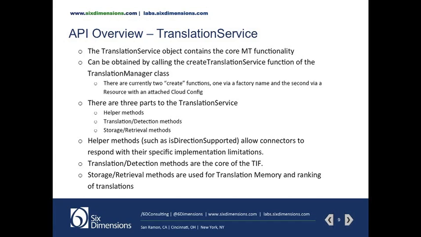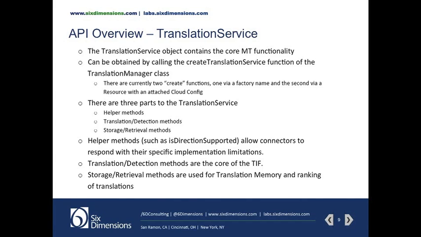So certain engines might translate English into French, German, Spanish, but they might not translate English into Cambodian. Or they might support Japanese into Chinese, Chinese into Japanese, but maybe not Chinese into Thai, something like that. So this allows the connector implementation to respond to components on the front end, letting them know, yes, we do support this type of functionality, or no, we don't. Also, many machine translation engines don't support translation memory yet. Some do, some don't. So that is also another use of the helper methods.